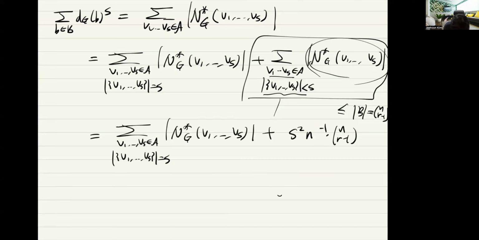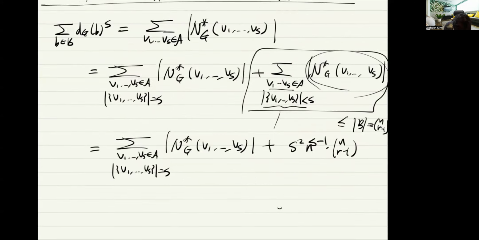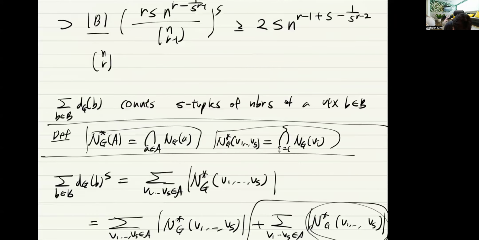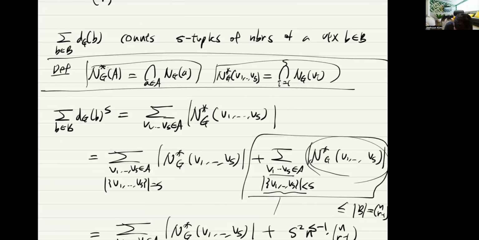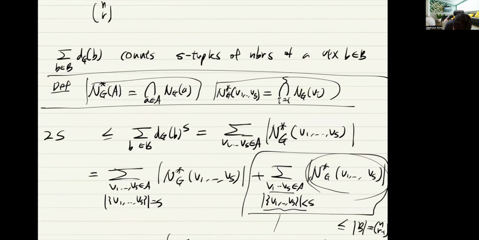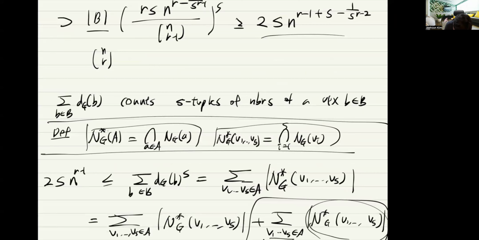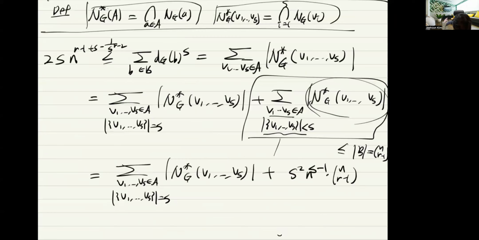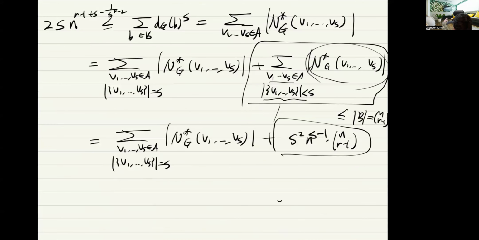Sorry, this is not r minus 1, this is s minus 1. Sorry. And what do you get? So you have this lower bound. So this is 2 times s times n to the r minus 1 plus s minus 1 over x to the r minus 2. And you have this, so you subtract it.